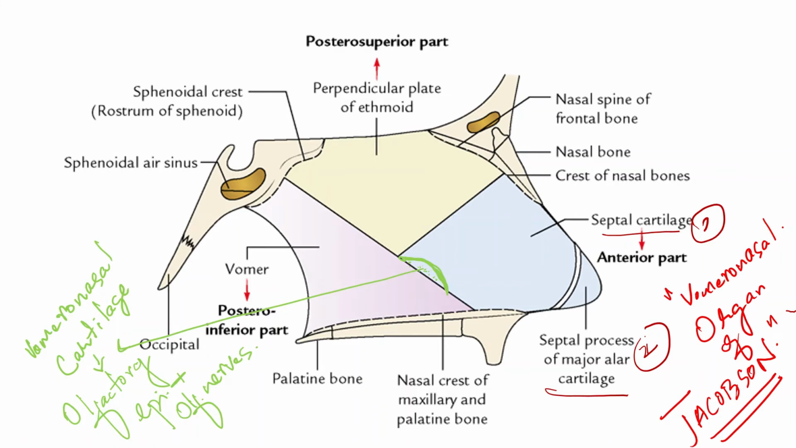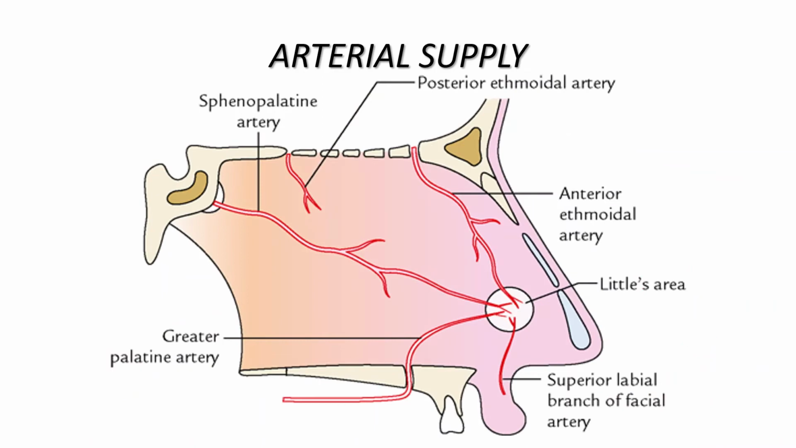Next, moving on to the arterial supply of the nasal septum. In the anterosuperior part, the arterial supply is by the anterior ethmoidal artery, which is a branch of the ophthalmic artery. From the inferior part, the arterial supply is by the labial branches of the facial artery, whereas the posterior part of the septum is supplied by the sphenopalatine and the greater palatine arteries, which are branches of the maxillary artery. So this is about the arterial supply of the nasal septum.